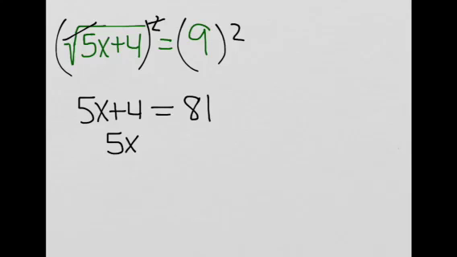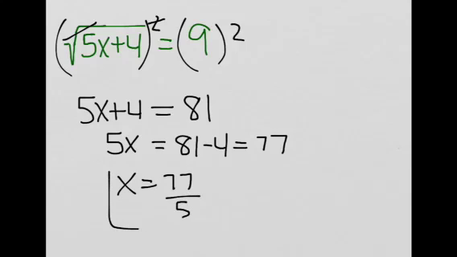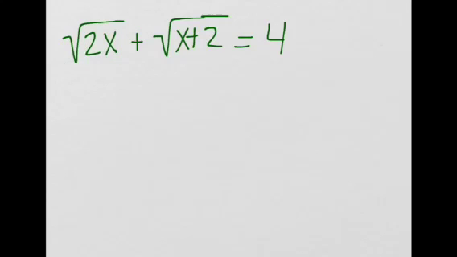So now this becomes a simple algebra problem, and we have 5x is equal to 81 minus 4, which is equal to 77. So x is equal to 77 over 5. Okay, simple enough. Now we're going to go on to a harder problem.